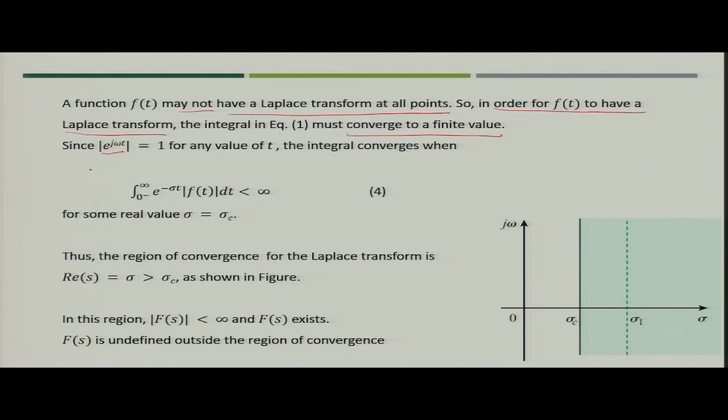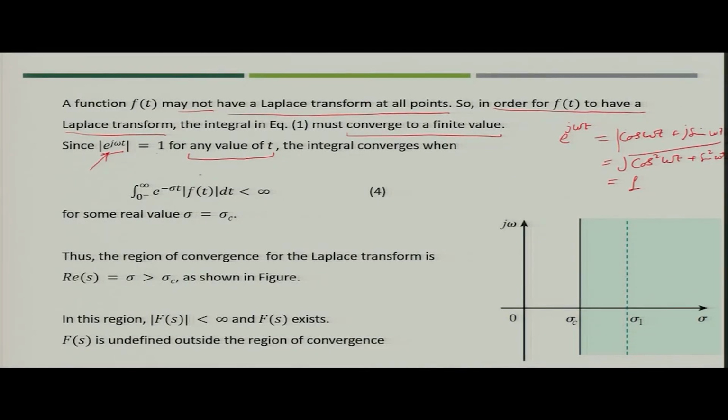Now, if you see, the mod of e to the power j omega t is 1. How? Because of the Euler identity. You can simply write e to the power j omega t as cos omega t plus j sin omega t. If you take the mod of this, it becomes the root of cos square omega t plus sin square omega t, and the value of this is 1. So, the mod of e to the power j omega t is equal to 1 for any value of t. It means that this is anyway a finite value, so you can take it out.